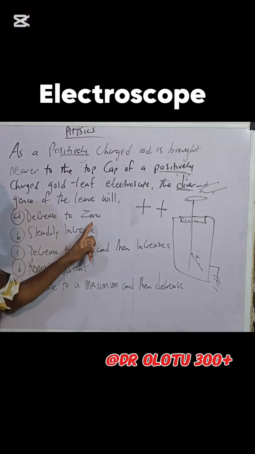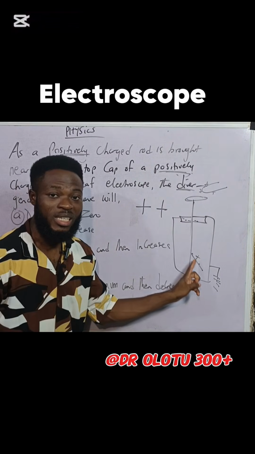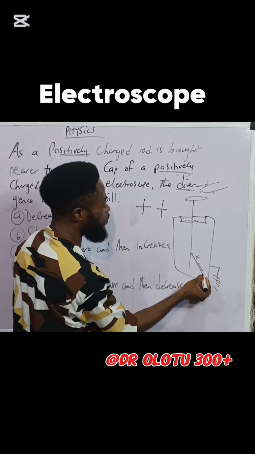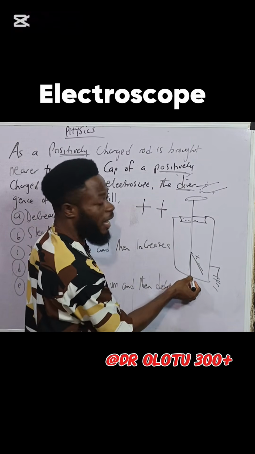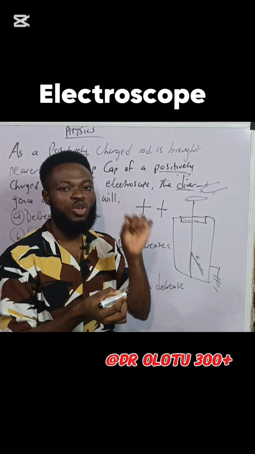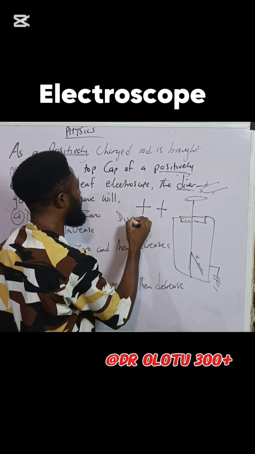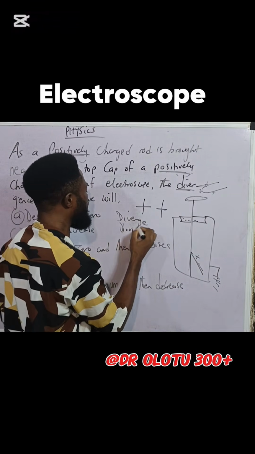The first one says decrease to zero. Now, when you say divergence decrease to zero, it means if this is the leaf, it's supposed to move this way. That is divergence. It is moving away from this guy. Divergence starts with D, so does divide. So when you say diverge, what you mean is there is divide.